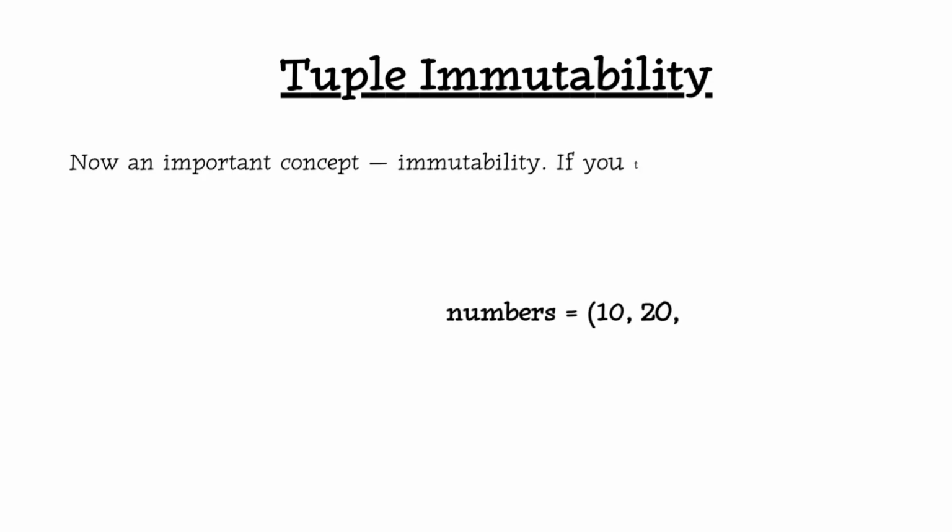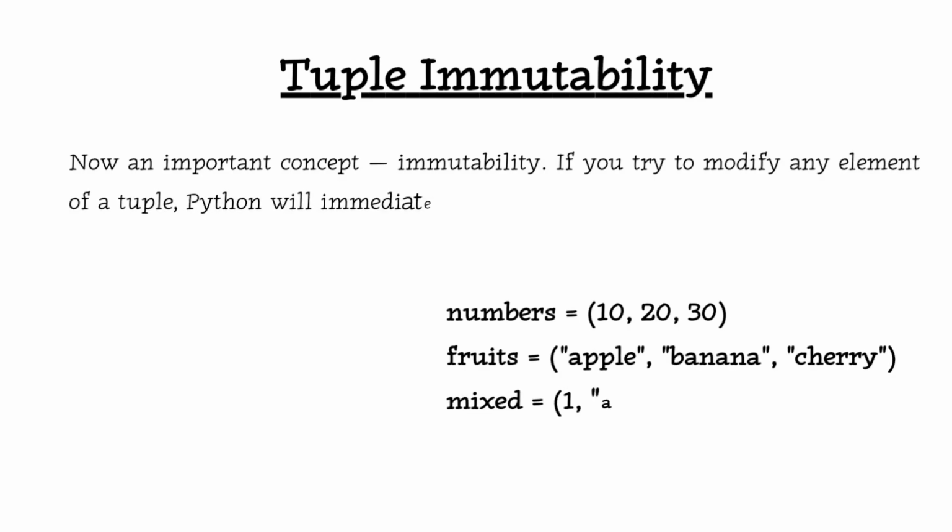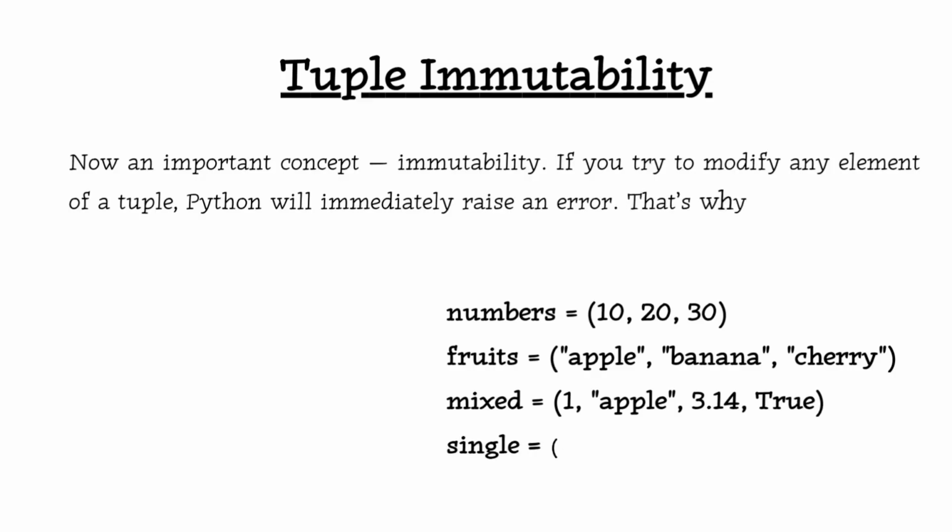Let's now talk about tuple immutability before moving ahead with the rest of the operations on tuples. If you try to modify any element of a tuple, Python will immediately raise an error, because a tuple is immutable in nature. We cannot change the value, and if you try to change the value, it will throw an error. That's why a tuple is used specifically to store our data safely so that it does not get manipulated in any sense. If you try to manipulate it, Python will throw an error. Just make sure you follow this concept, otherwise you will get an error in your code if you try to manipulate a tuple.